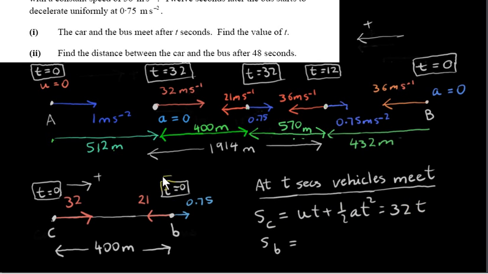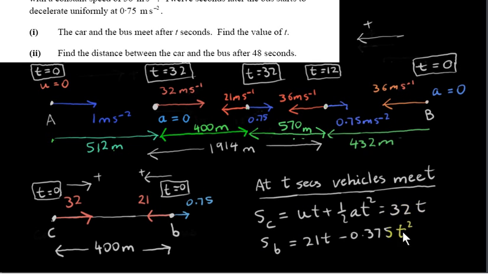Now for the bus, I will take directions to the left as being positive. So the initial velocity of the bus will be plus 21. What about the acceleration? Well, the acceleration is going to be negative. It's acting to slow down the bus. It's opposing the velocity of the bus. So we plus a half times minus 0.75. So now we have the distances travelled by both car and bus when they meet.